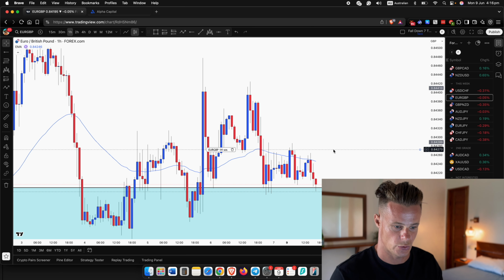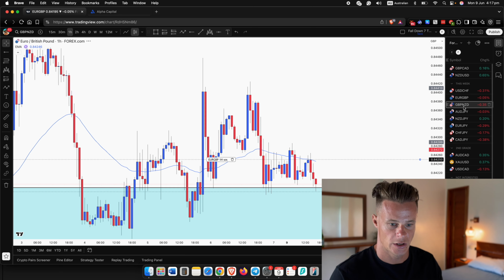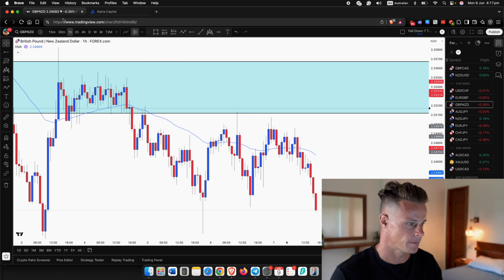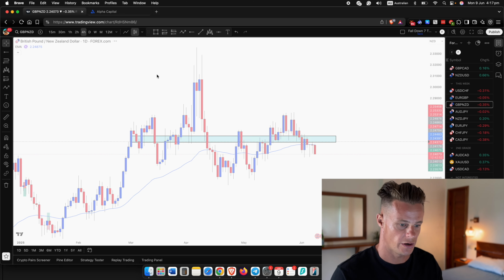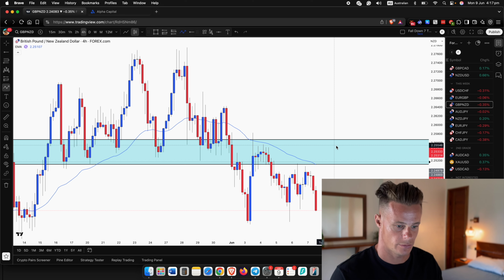What I'm waiting for is to break above these to continue up. GBP NZD, let me see, daily. What I'm waiting for is just to come to this area, to then sell.